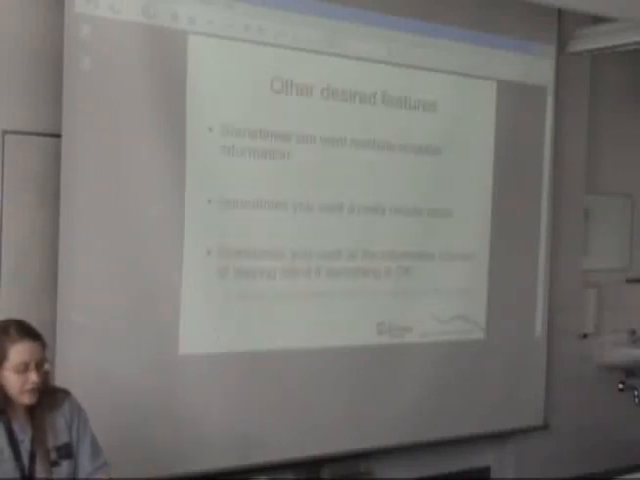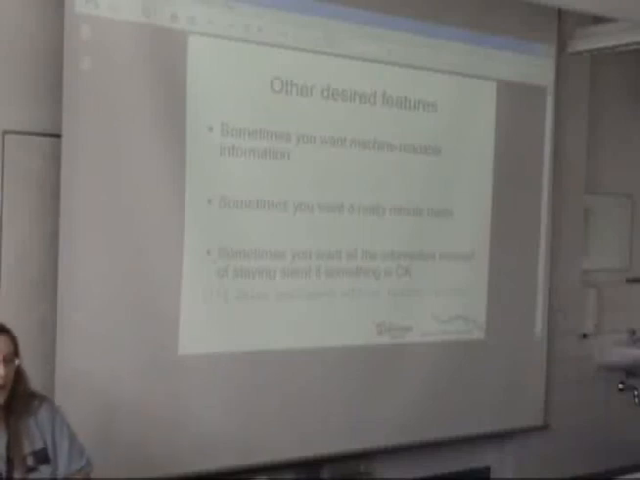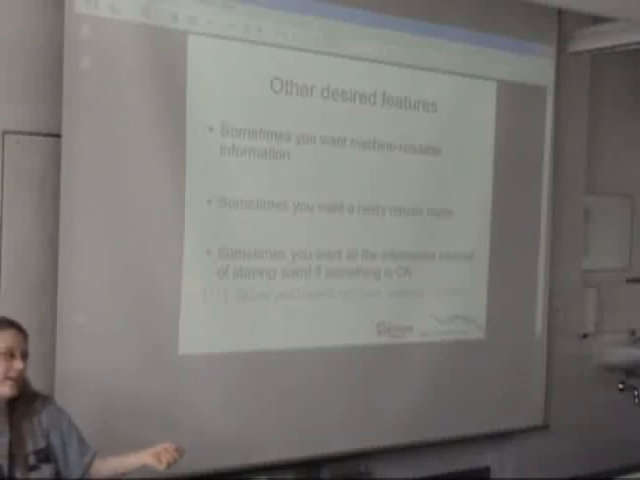Other desired features: I love the human readability, but sometimes you want machine readable information. I would love to go on all my servers once a month, run the script, put it in a spreadsheet, and say, wow, we're really decreasing in the amount of queries we're handling per second. Is that because we're getting fewer queries? How can we correlate this to that?